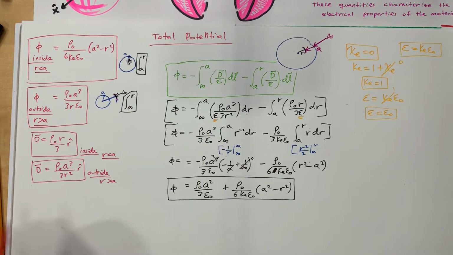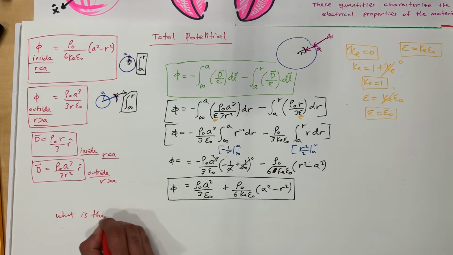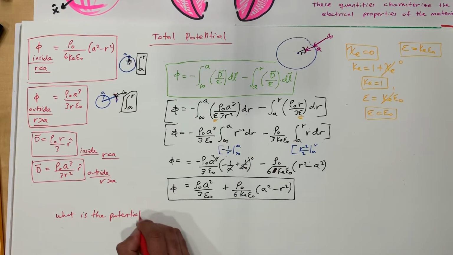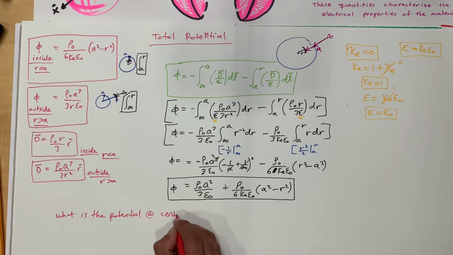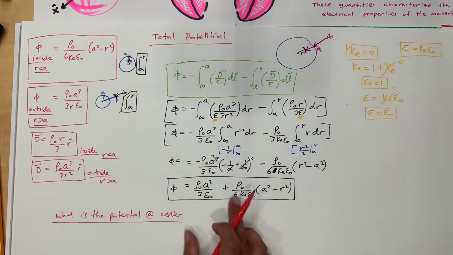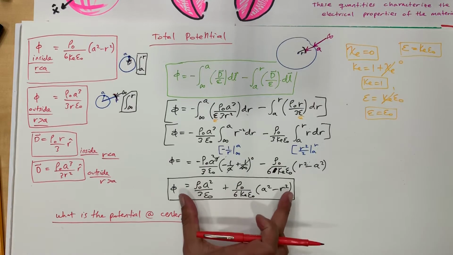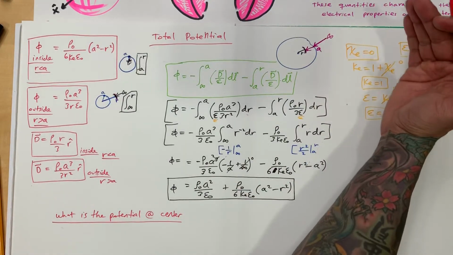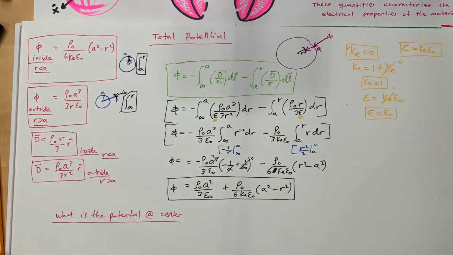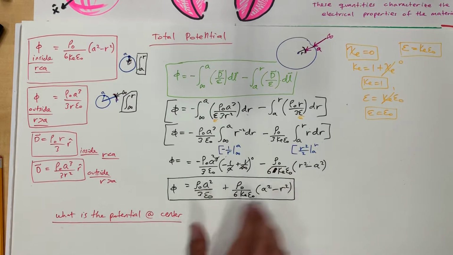Okay, so the last question is what is the potential at the center of the sphere? All right, so this is the total potential, right? We got it from evaluating outside all the way in. And let's just rearrange it real quick to make our final evaluation even quicker.